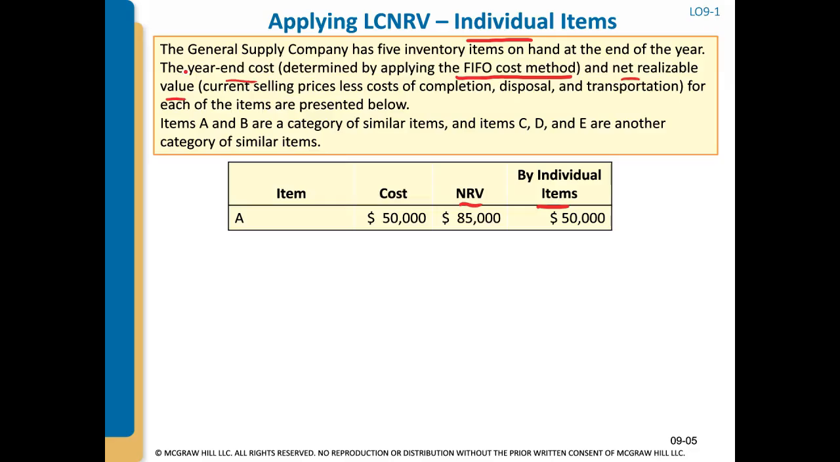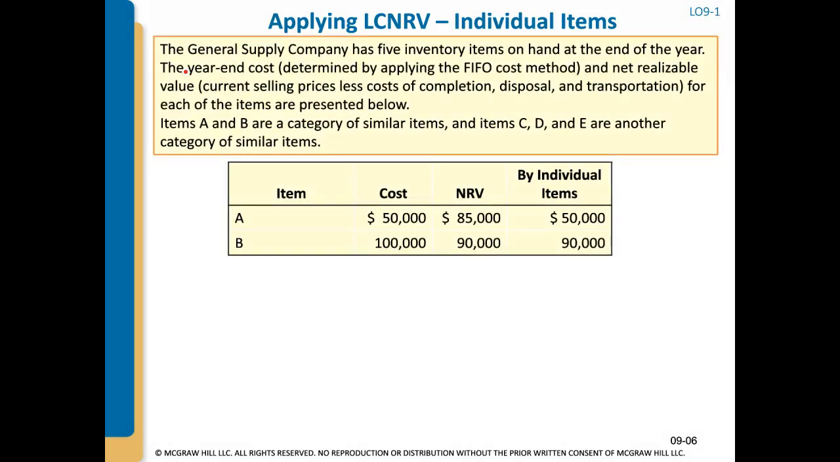Okay. Items A and B are a category of similar items, and items C and D are another category. We'll get to that in later slides. So the first way to do this analysis is item by item. Here we have item A, the cost is 50, net realizable value is 85, and we take the lower of that, and that's 50.